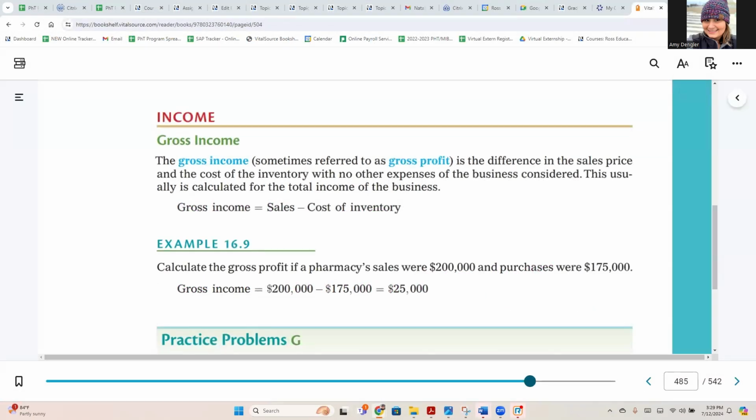The gross income, sometimes referred to as gross profit, is the difference between the sales price and the cost of the inventory with no other expenses of the business considered. This usually is calculated for the total income of the business. The gross income is equal to the sales minus the cost of inventory. And then let's do example 16.9.